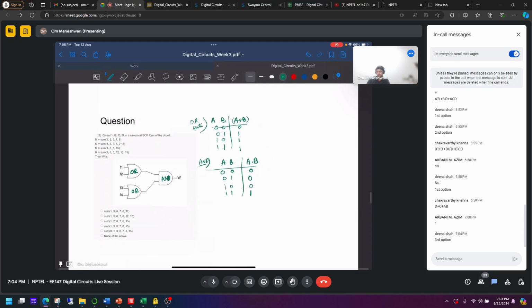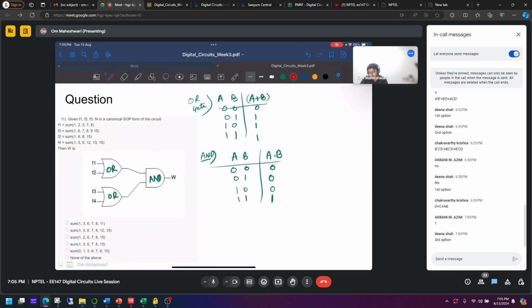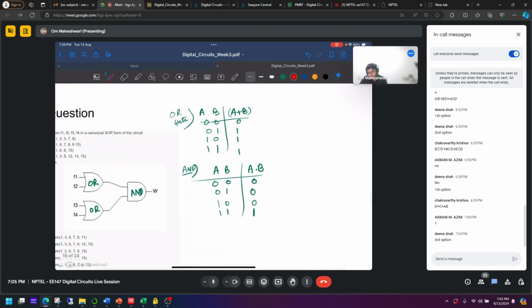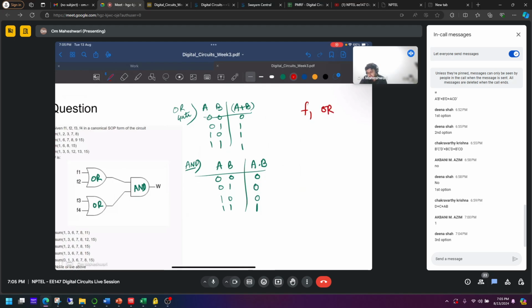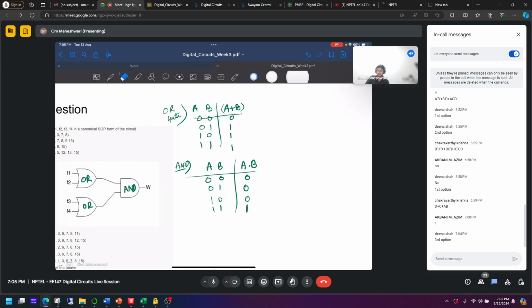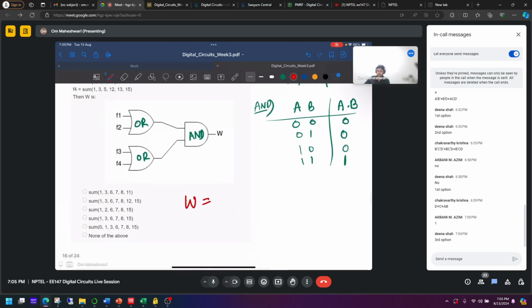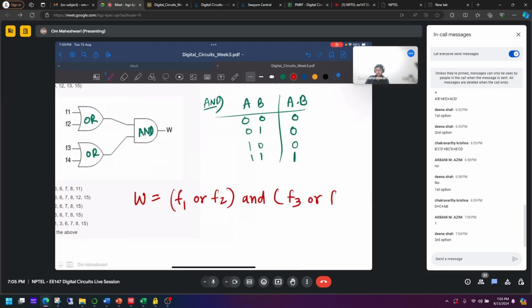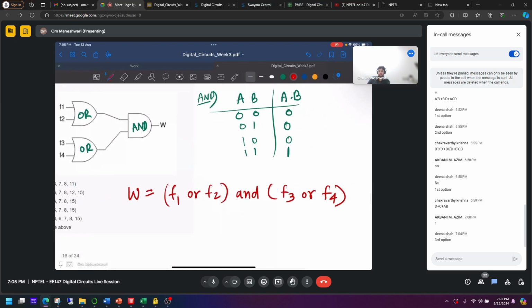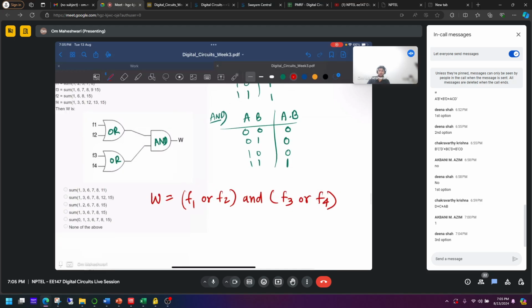Okay, so here what you have is F1 OR with F2, and then it is ANDed with F3 OR with F4. Let me write it on the next page. Clear, I can write it here. What is W? W is F1 OR with F2, this ANDed with F3 OR with F4. Right? This is W. This is what we can easily read from this circuit, right?